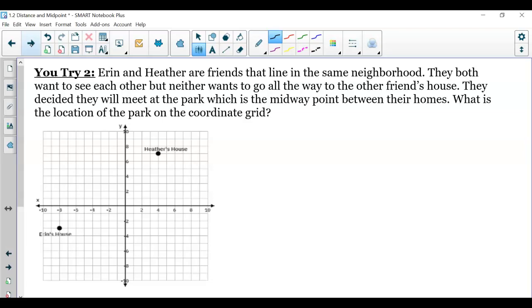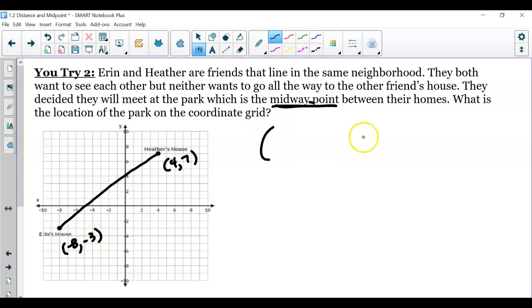And here we go. Here the situation is that Aaron and Heather live in the same neighborhood, but they want to meet at the midway point. So we don't want to know what the distance is. We want to know the midway point. Here we need to identify, well, Heather's house is at 4, 7, and Aaron's house is at negative 8, negative 3. So at what point on the coordinate grid are they going to meet?